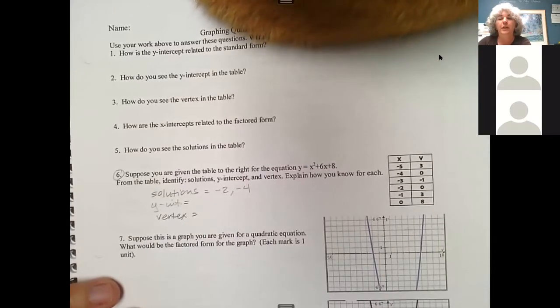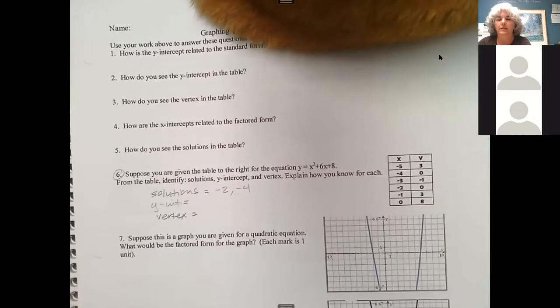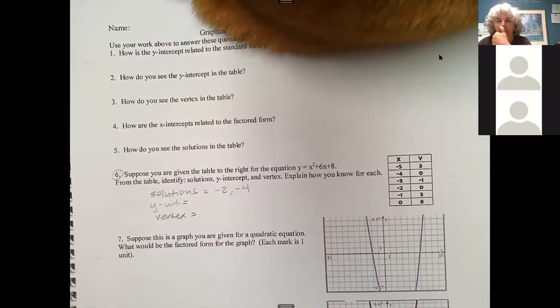And then the y-intercept is when x is 0, right? It's on the y-axis, x is 0. So what would that be, Gabe? Do you want to tell me?